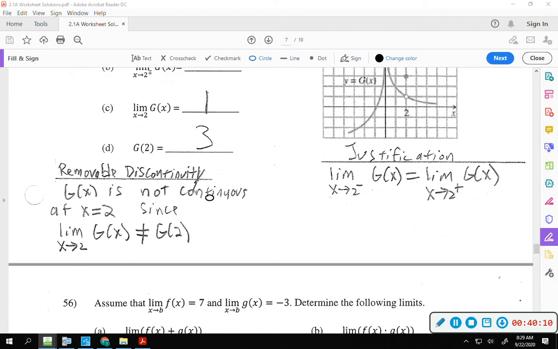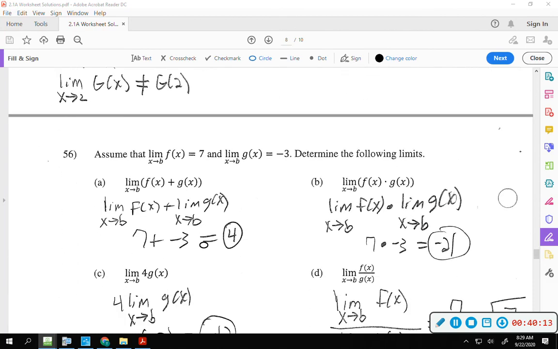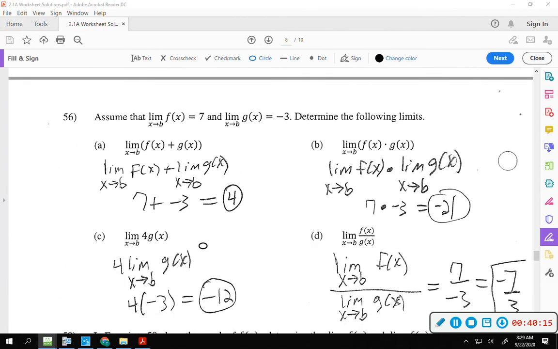56. All right, this is just using those properties of limits, and they do pop up occasionally. This should be pretty straightforward. There's one question like this on the test, but it's pretty easy.